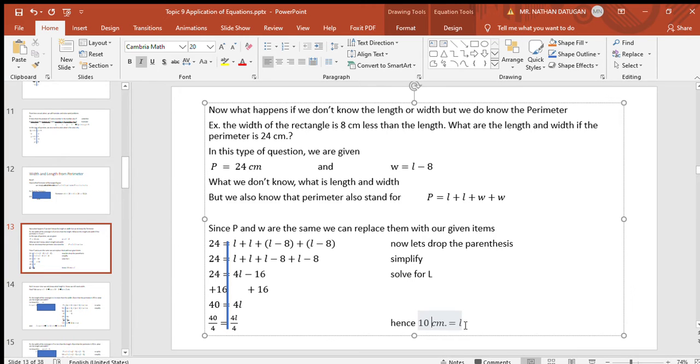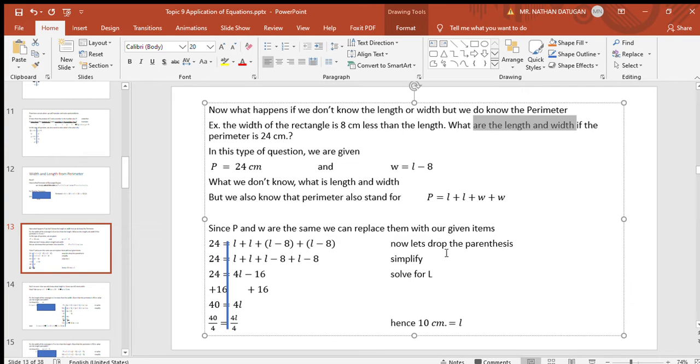But are we done here? Now if you stop here, you'll get your answer wrong, because you did all these things and you only did half of the question. The question is, what are the length and width? Not just length, and width. So we have to find width. Now we can put this in here and solve for W.